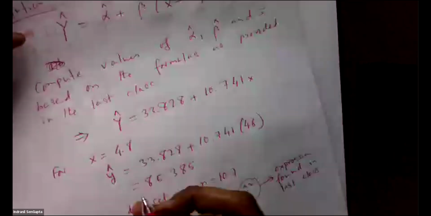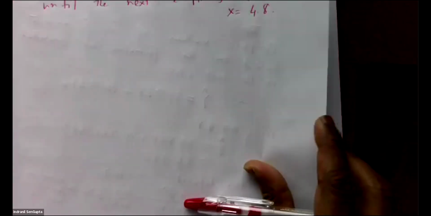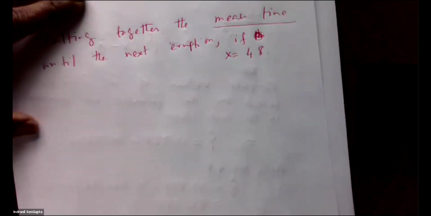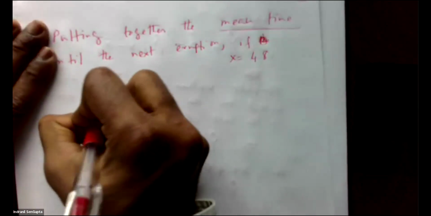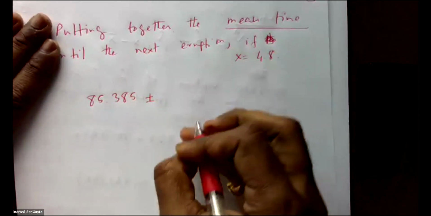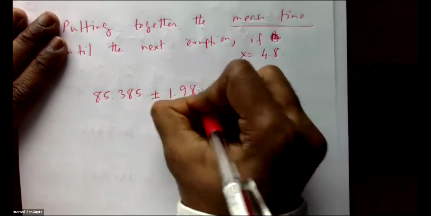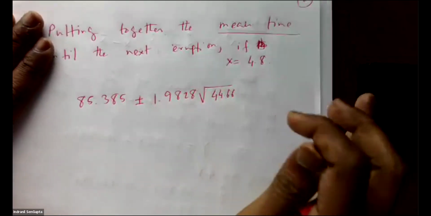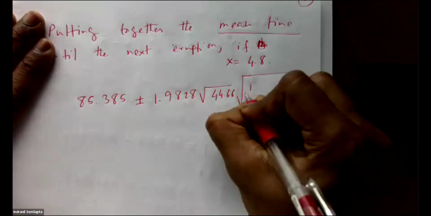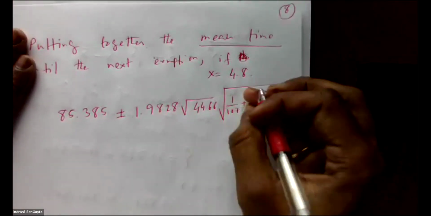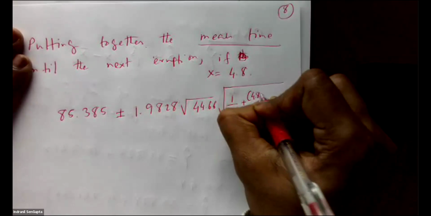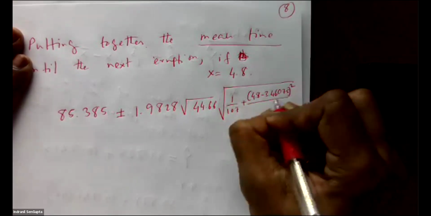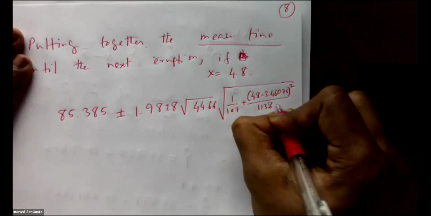So the first number is 85.385. I'm basically using this formula. So y hat plus or minus this one. Okay. So it's going to be 85.385 plus or minus 1.9828 square root of 44.66 times (1 over 107 plus (4.8 minus 3.46075) squared over 113.835).